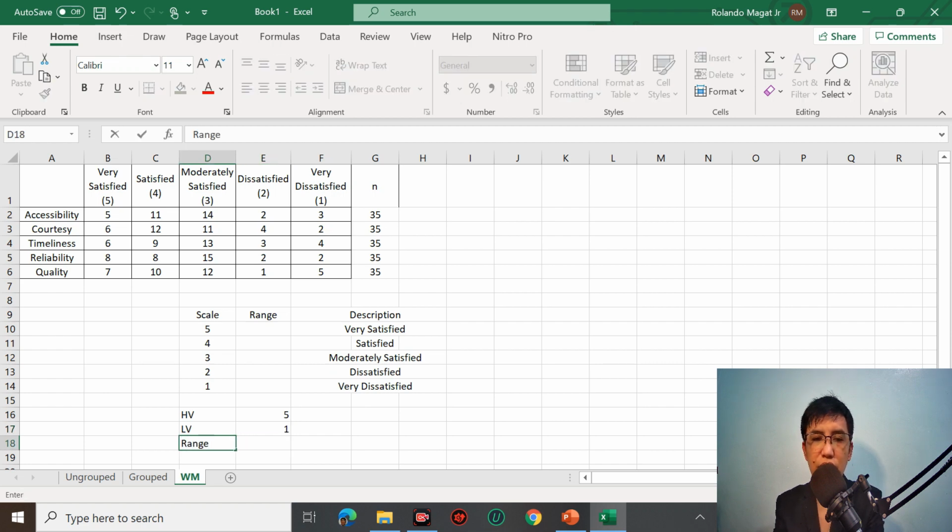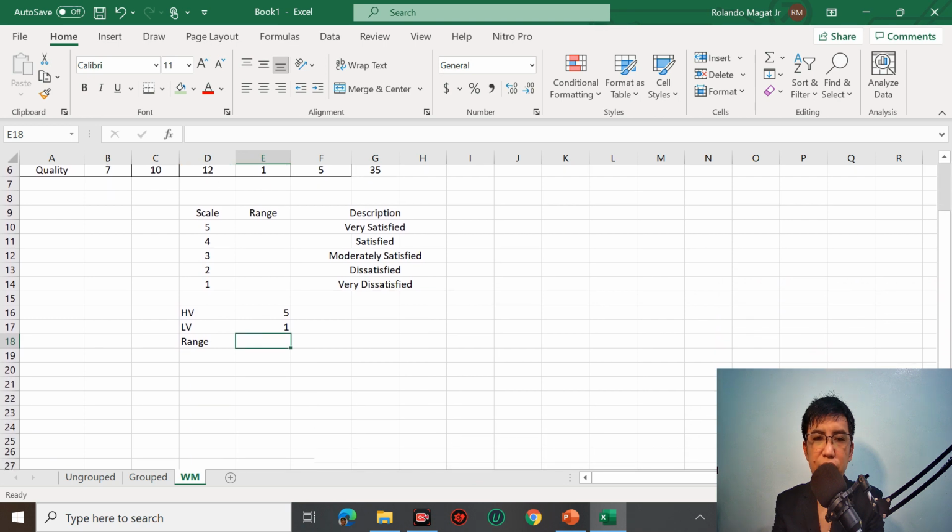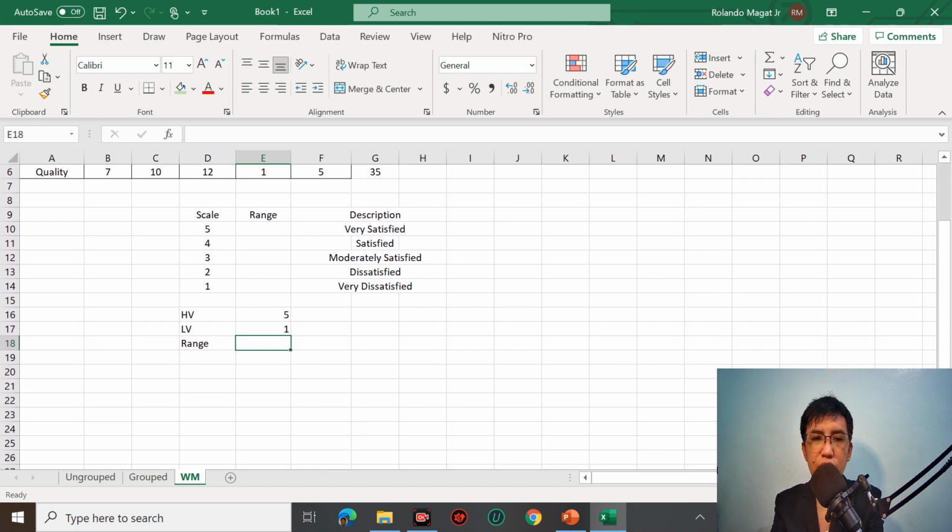Okay? We know that the range is just the difference between the highest and the lowest value. That would be equals E16 minus E17. Okay? Kasi yan, depende kung saan yung lalagay. Then, press enter. Then, the range is 4. Then, alamin natin yung ating interval. Okay? The interval.